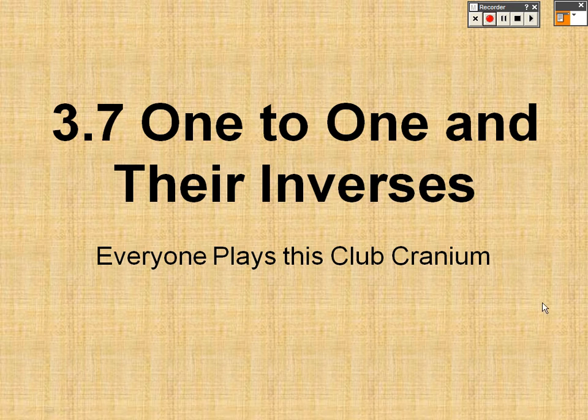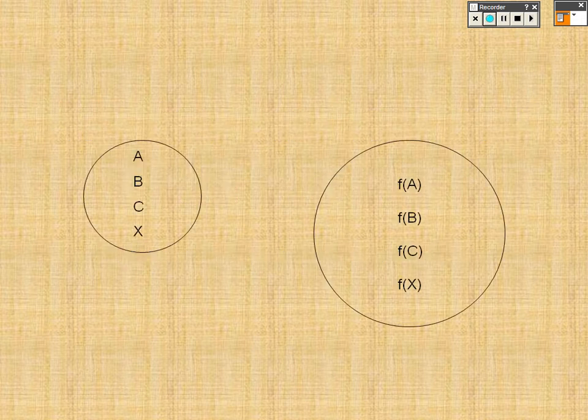Alright, so we're on 3.7, one-to-one functions and their inverses. This is the last section here in chapter 3, so let's take a look.